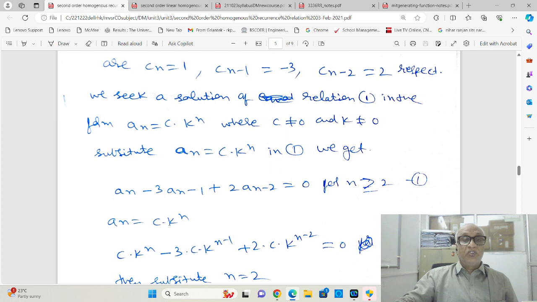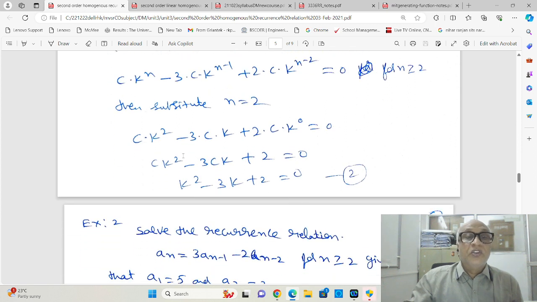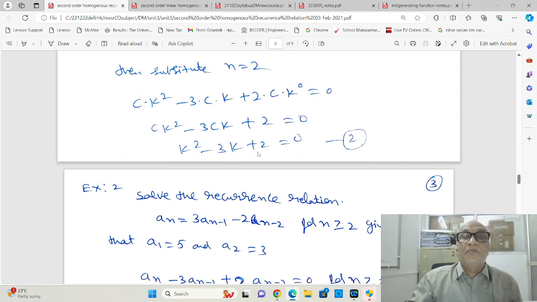In this equation, what substitution will we be doing? Instead of an, we'll be writing ck to the power of n. So ck to the power of n minus 3 ck to the power of n minus 1 plus 2 ck to the power of n minus 2 equal to 0. So we'll be substituting the value of n equal to 2 because it is a second order recurrence relation. So wherever n is there, you put 2. So we will get ck square minus 3ck plus 2c. So this becomes ck square minus 3ck plus 2. So this becomes k square minus 3k plus 2. This is our equation.